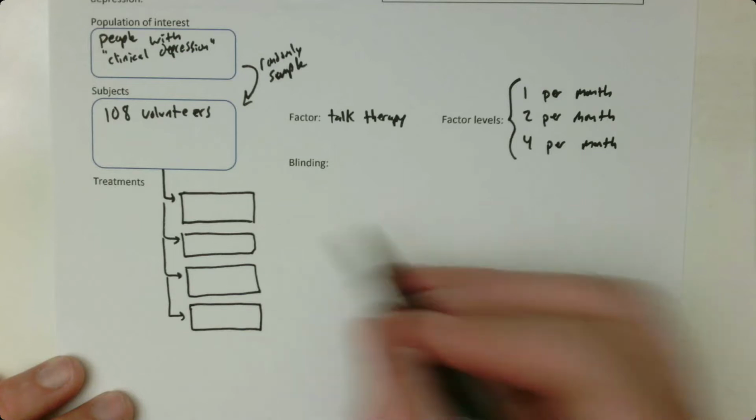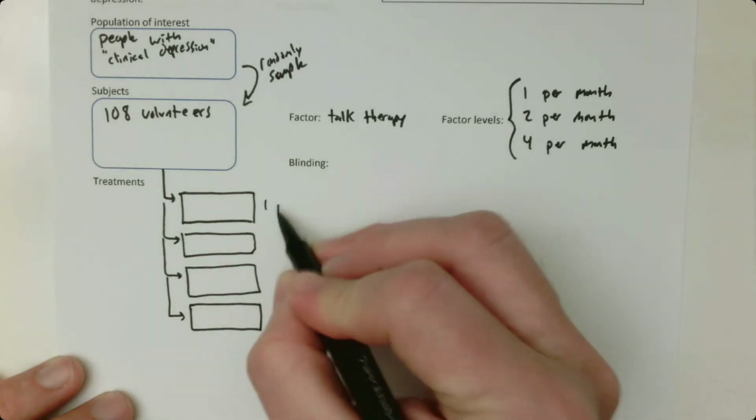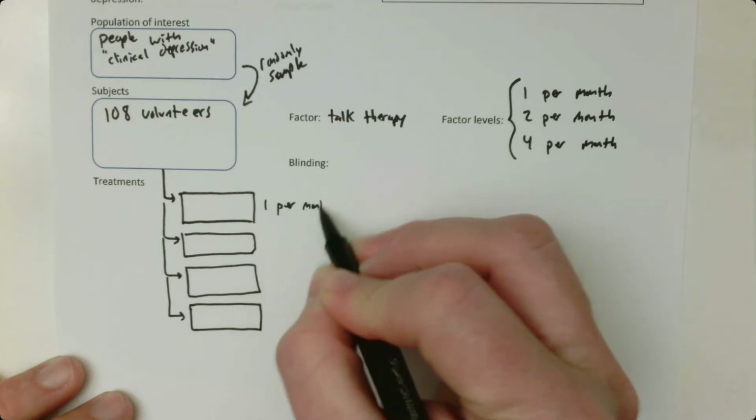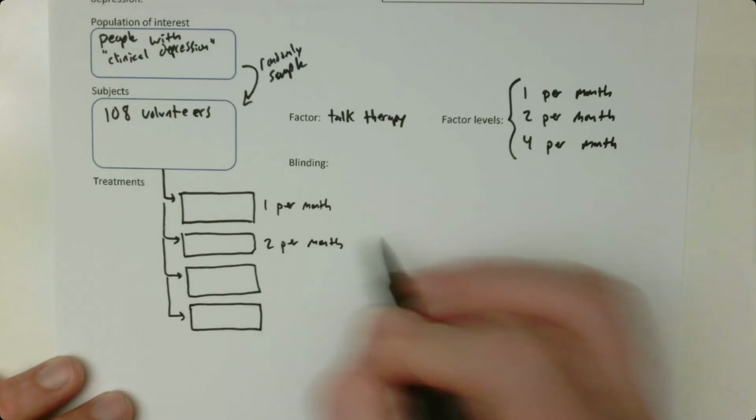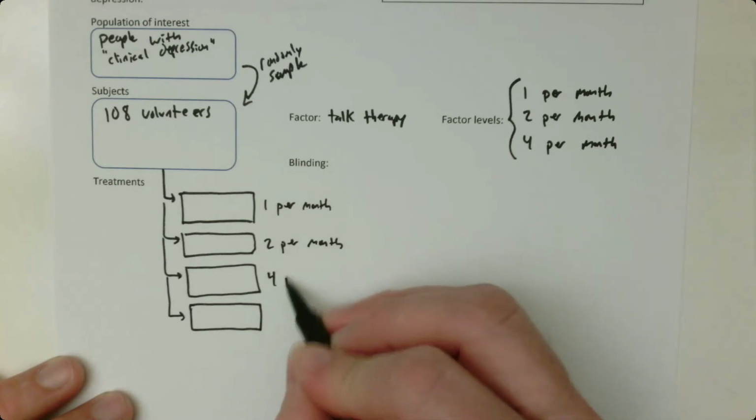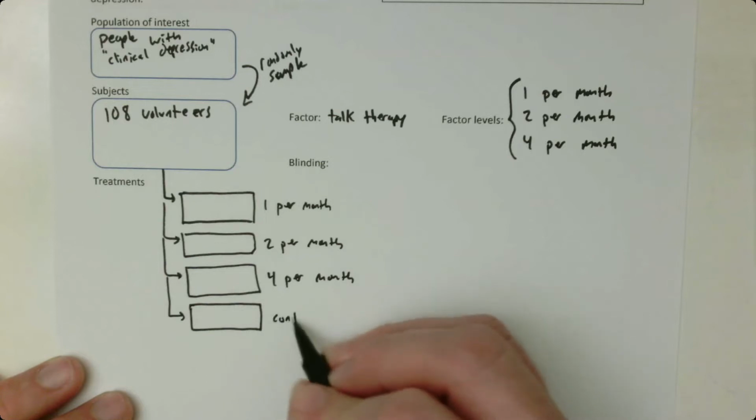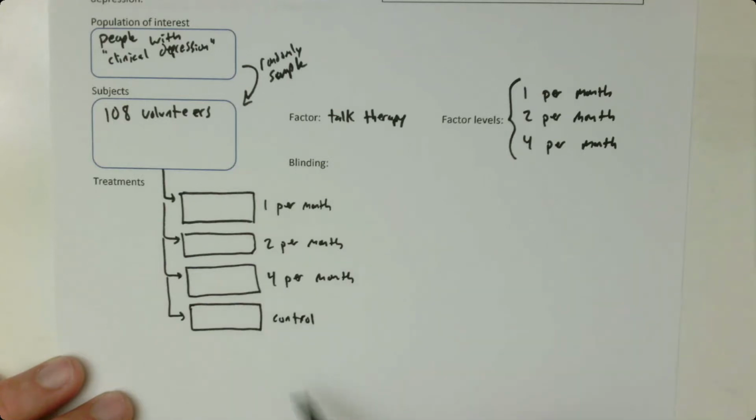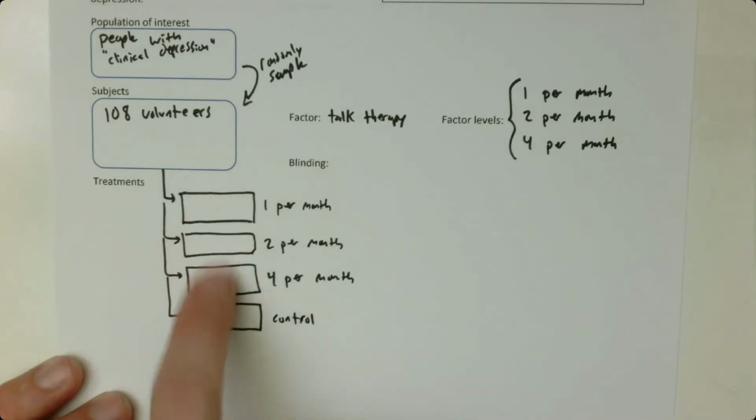So let's call this once per month is treatment 1. Twice per month is treatment 2. 4 times per month is treatment 3. And then we have a control group. And we'll talk in a second about what the control group does. But the term treatments specifically refers to what each of the test groups is going to do as part of their test.